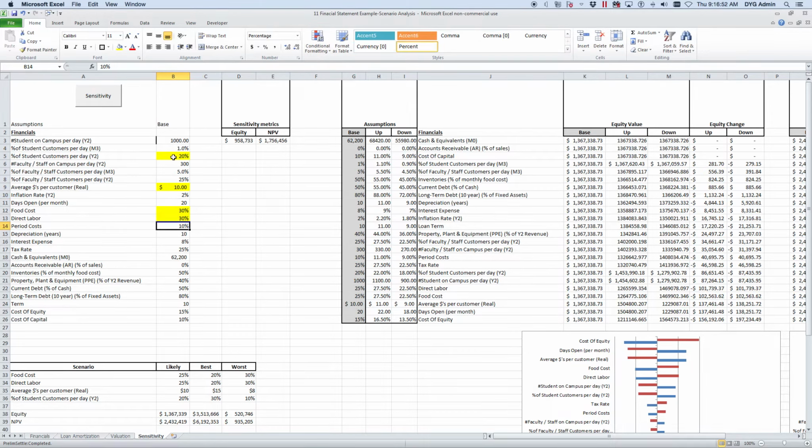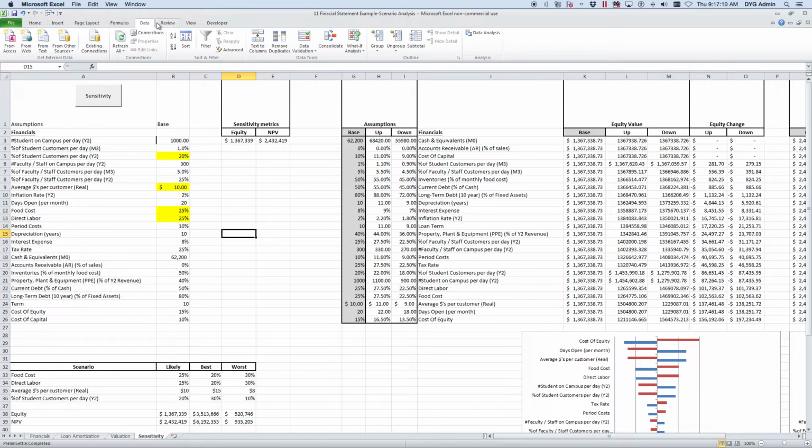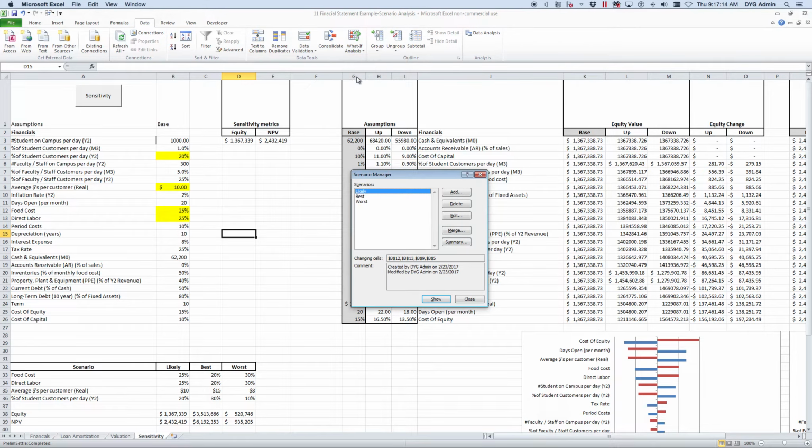10. Oh, don't want to change that one. 25. And what I did right there sort of highlights why it's nice to have this scenario tool. You don't want to accidentally change something you don't want to change. So scenario 2, go to Data, What If Analysis, Scenario Manager.